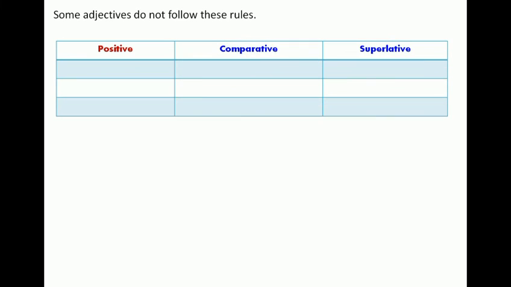Some adjectives do not follow these rules. They differ in all three forms. Example, good, better, best. Bad, worse, worst. Little, less, least.